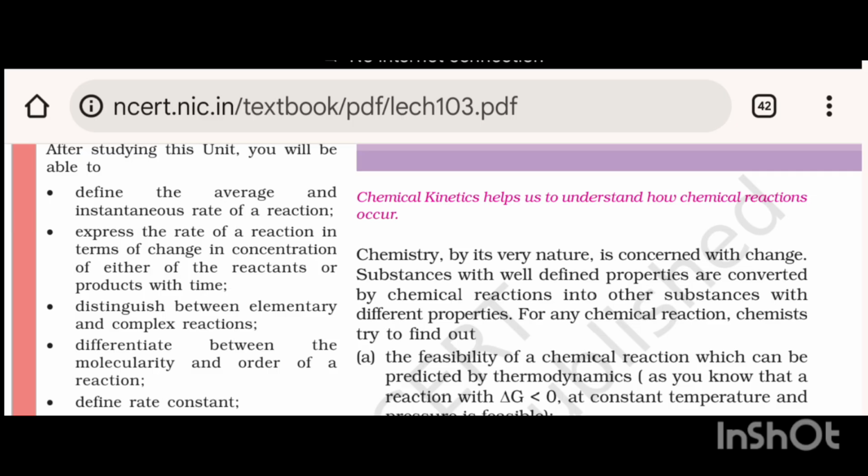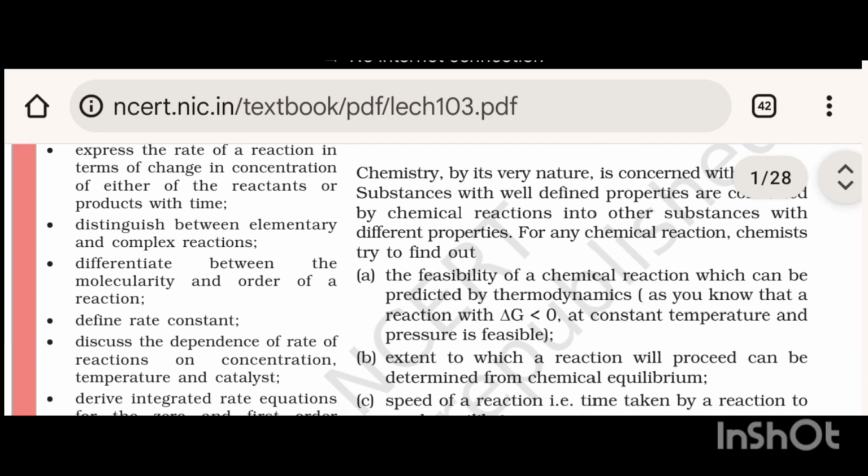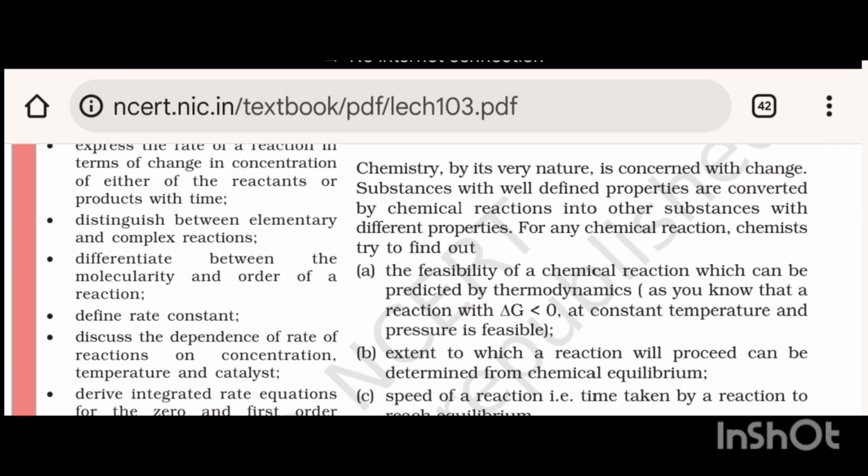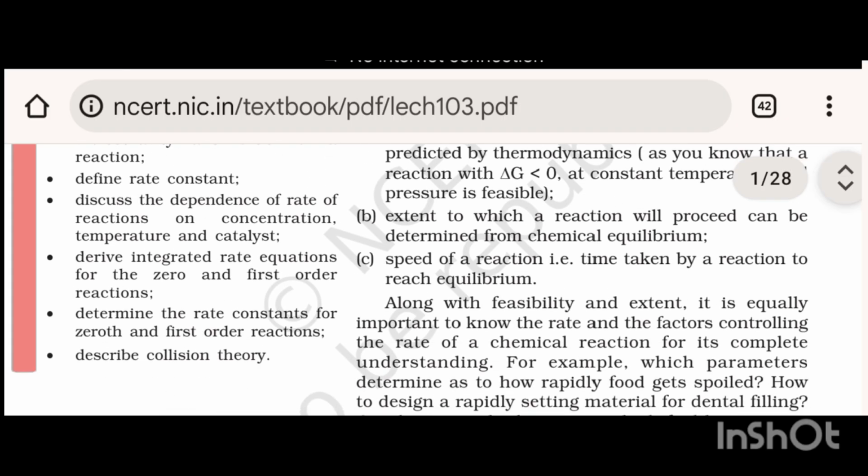For any chemical reaction, chemists try to find out: A. The feasibility of a chemical reaction, which can be predicted by thermodynamics, as you know that a reaction with delta G greater than 0 at constant temperature and pressure is feasible. B. The extent to which a reaction will proceed, which can be determined from chemical equilibrium. C. The speed of reaction, that is, the time taken by the reaction to reach equilibrium.